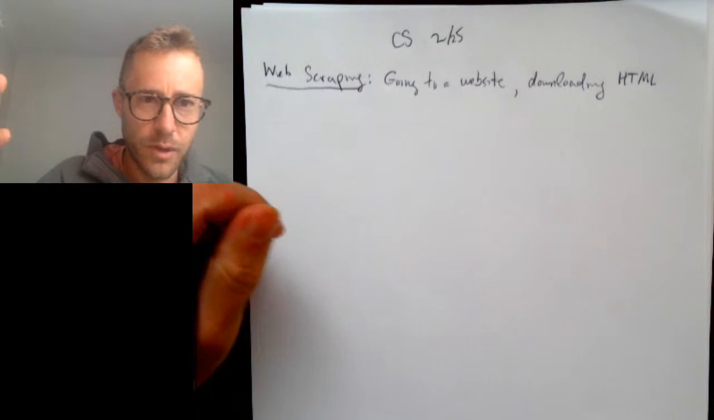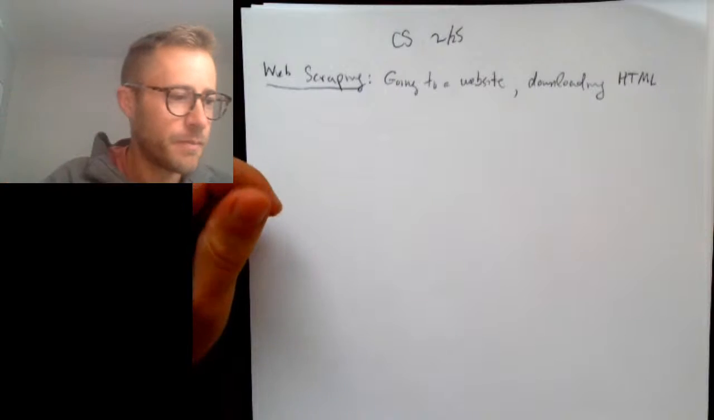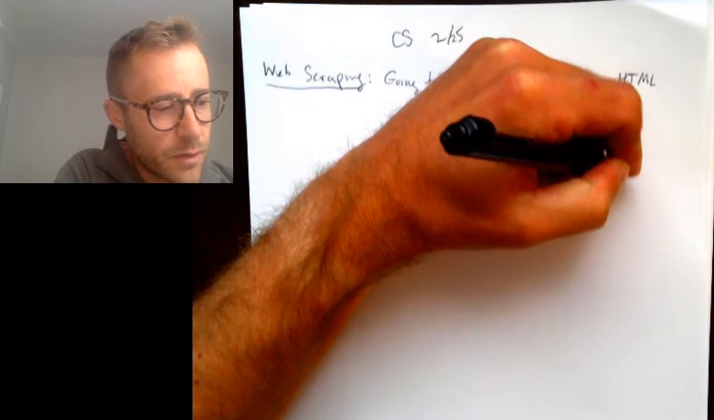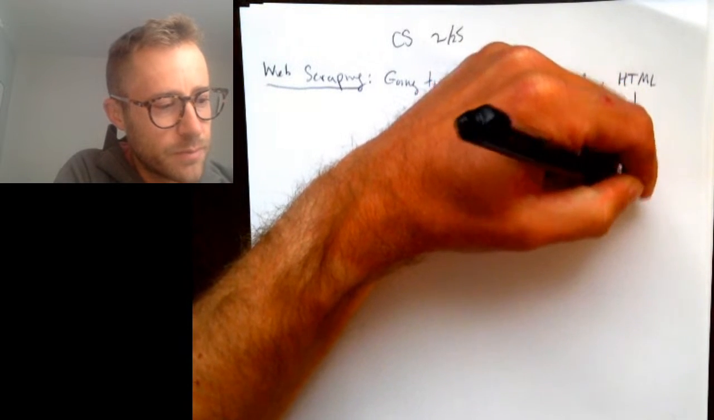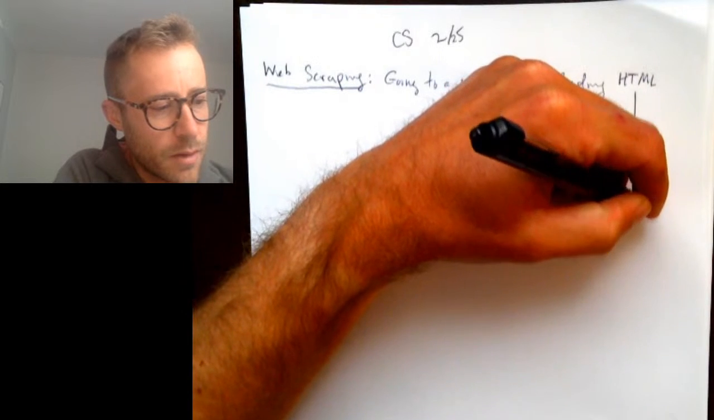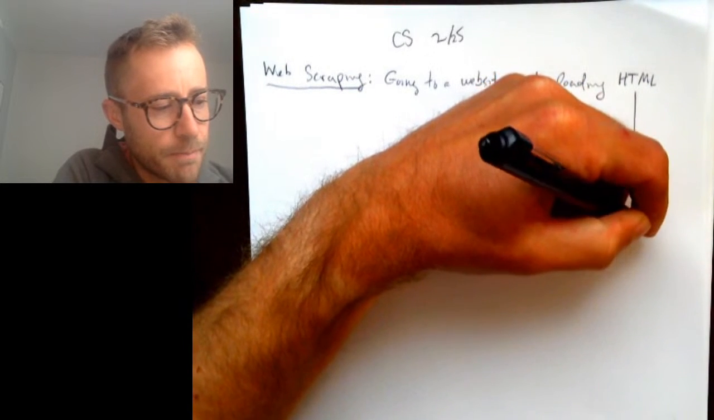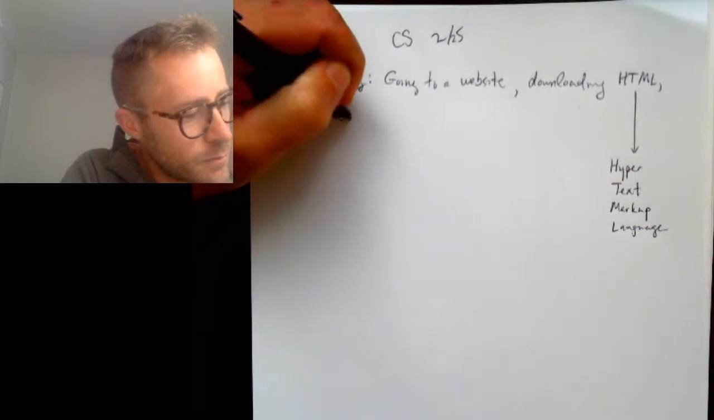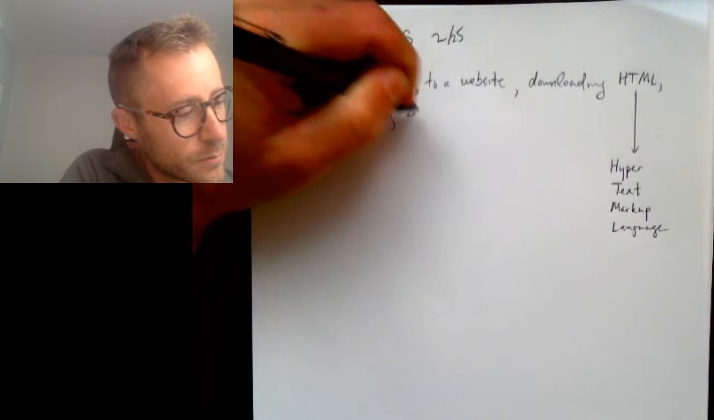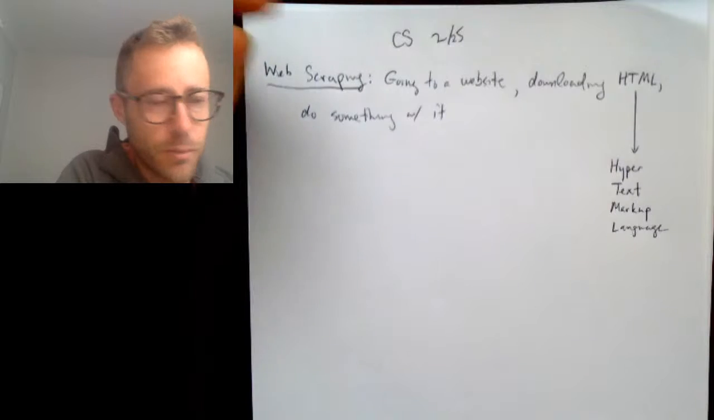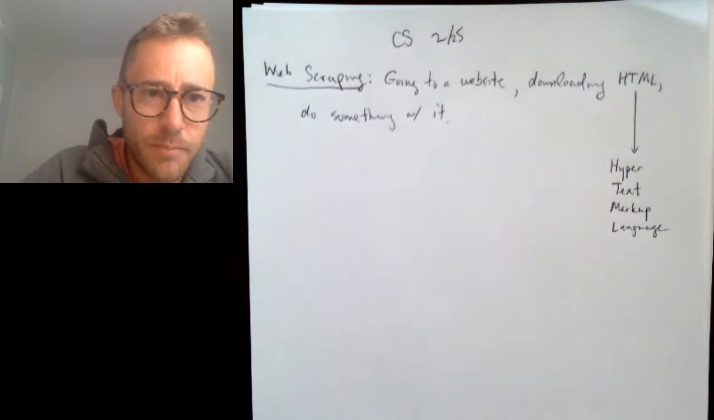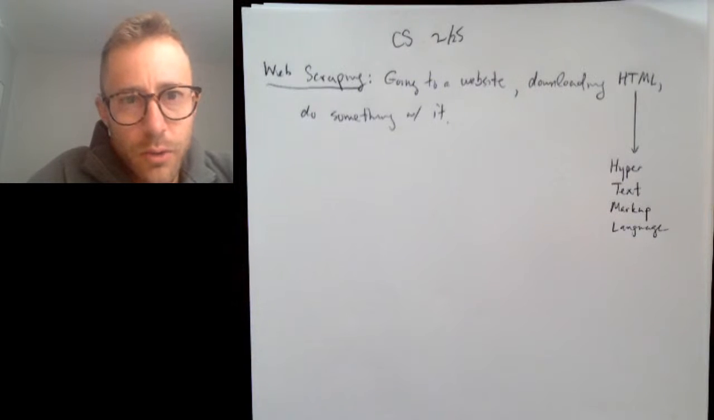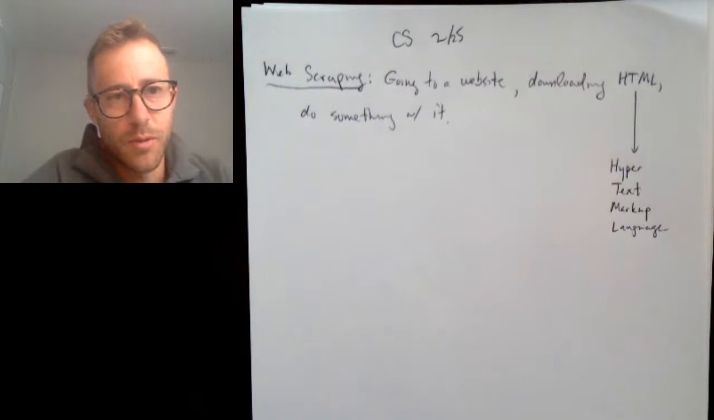So websites are written in a language called HTML. That stands for Hypertext Markup Language. And then you do something with that information, with the HTML. So this is how, for example, Amazon knows what is on, or not Amazon, what am I saying?